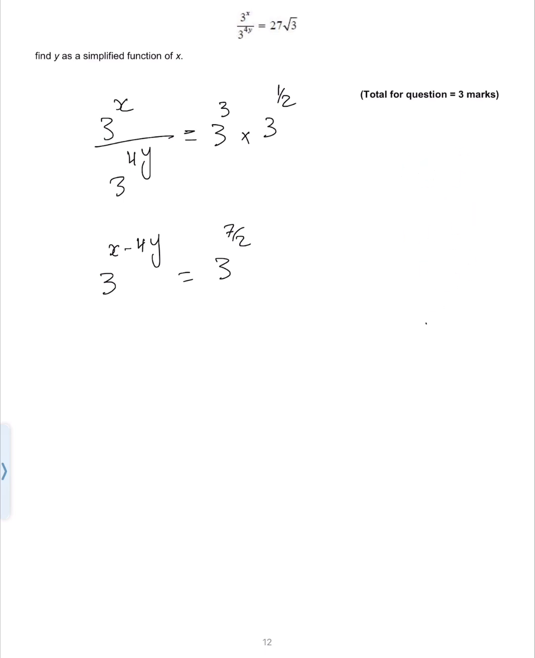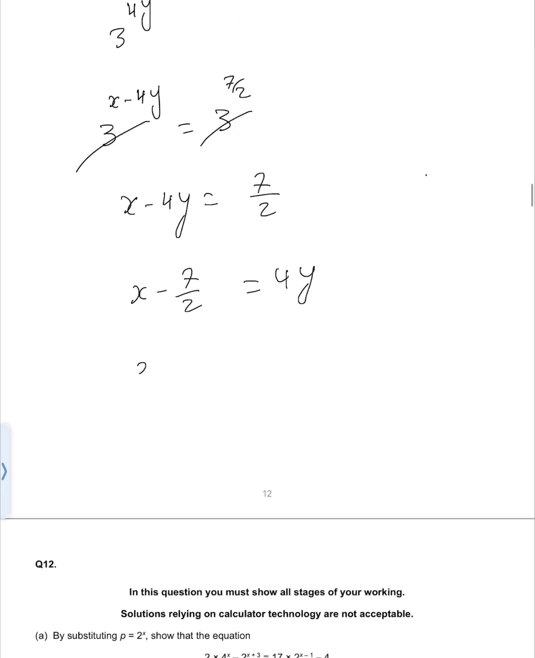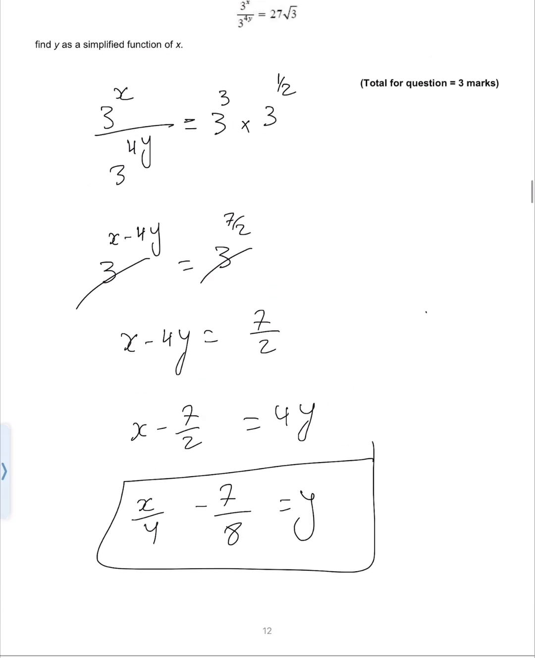And then now by comparison we have the same base, so we remove the base, and x minus 4y will be 7 over 2. x minus 7 over 2 is 4y, and then we divide everything by 4, so x over 4 minus 7 over 2 over 4, which is over 8, equal y. And this is the answer.